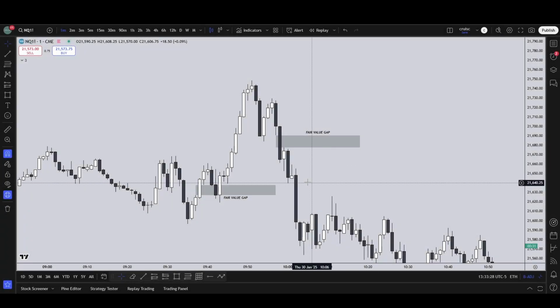Cruisc here, and today I'm going to be teaching you guys fair value gaps, how to find them in price, as well as how to identify them and what they're used for.